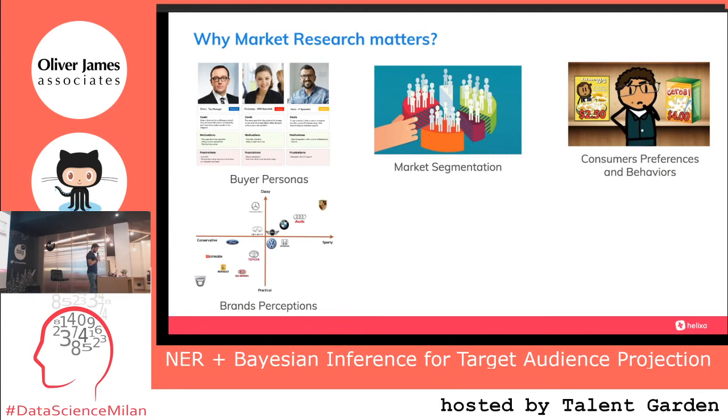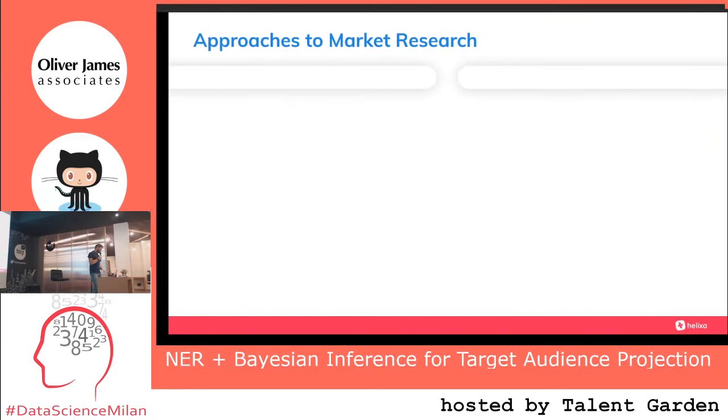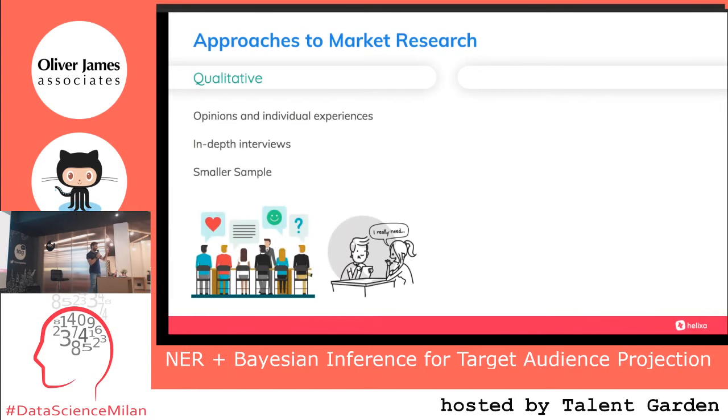If you want to know how, for example, in the automotive industry, all the different brands can be perceived as sporty versus more classy, practical, or conservative. So these are all different features you can use for classifying different brands. You can spot what the trends are, like a new, very trendy drink, like Florian introduced in the previous example, then you want to find out. And the ultimate goal of all of this is to identify opportunities, bigger, better, greater opportunities for your business.